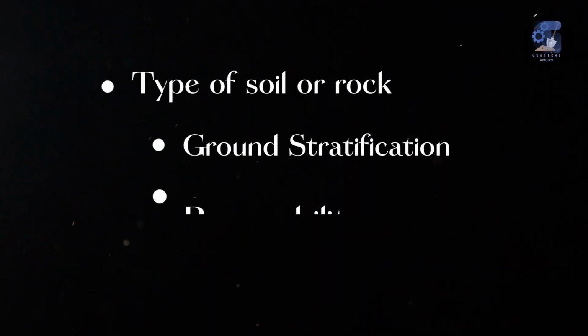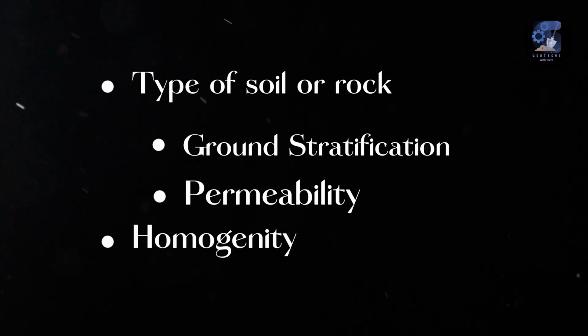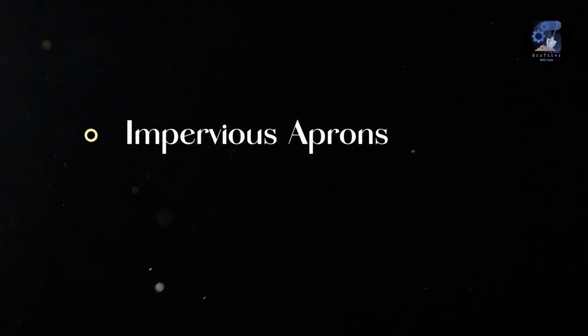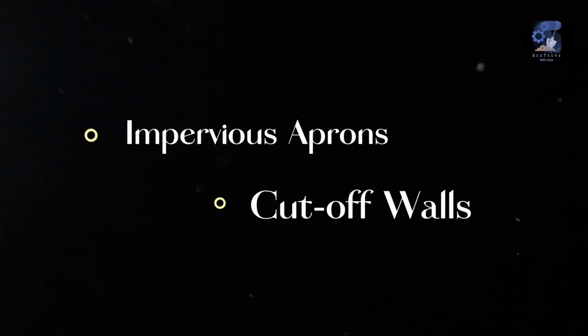The design of erosion, seepage, and uplift control measures requires extensive knowledge of the type, stratification, permeability, homogeneity, and the properties of the foundation materials. To mitigate the seepage flow, some of the control measures that can be implemented include installation of impervious aprons and cut-off walls upstream and downstream. The introduction of these elements changes the flow net, therefore changing the flow channel.